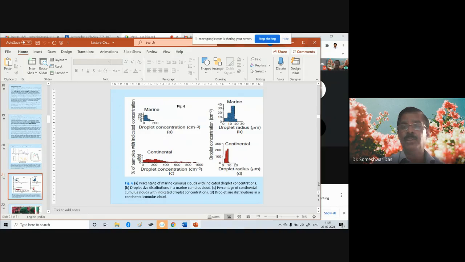This diagram we also discussed in the last class: droplet radius versus the droplet concentration for different types of cloud, like the marine cloud and the continental cloud. I'm just reviewing, for your sake, so that continuity will be maintained between what you have discussed earlier and what we are going to discuss now.